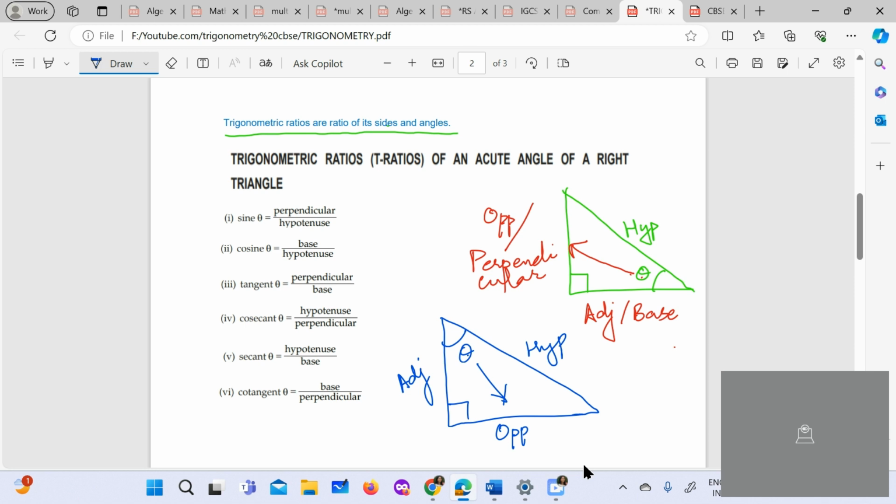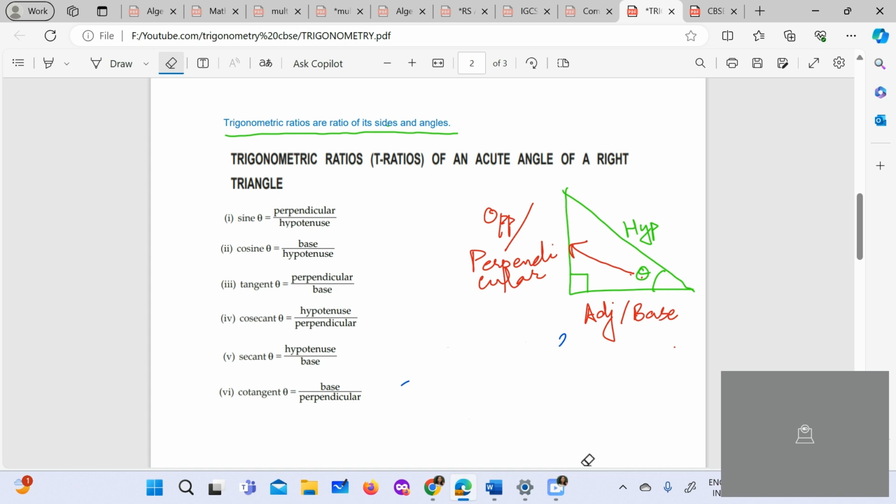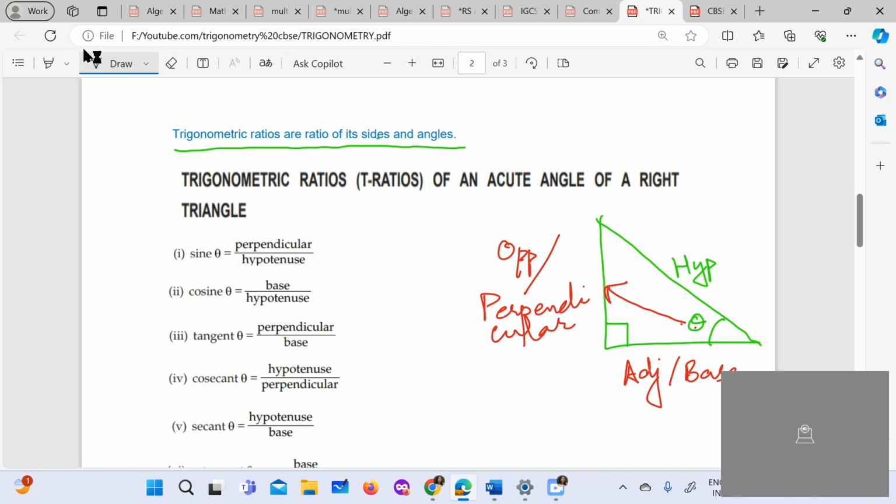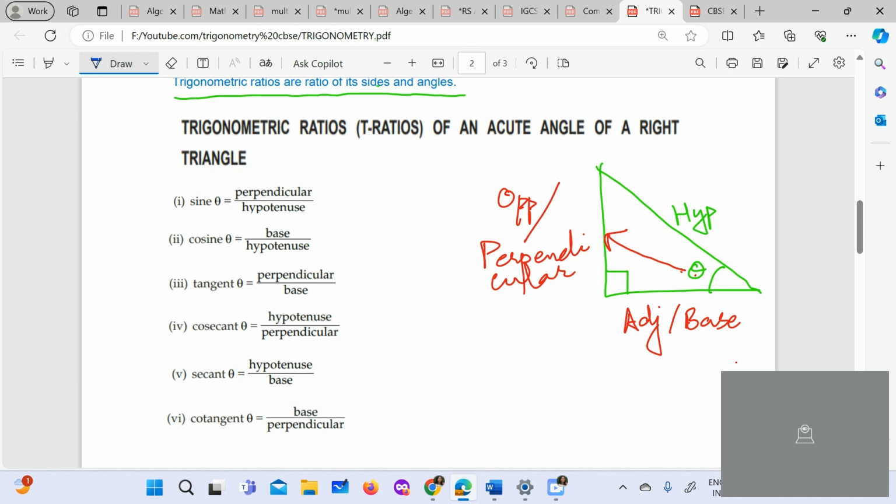So this is the basic which everyone should know. I hope this is clear to everyone. Okay, now let's see what the trigonometric ratios are. As I said, the trigonometric ratios are nothing but the ratio of its sides and angles. How does it show that these are the ratios of sides and angles? You can see that I have written a few ratios here: sine theta, cosine theta, tangent theta, cosecant theta, secant theta, and cotangent theta.